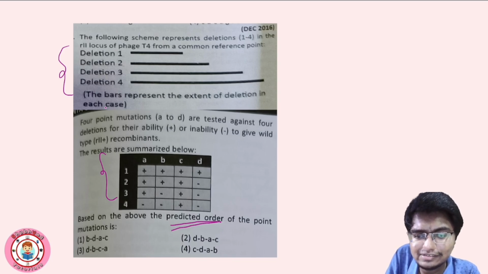कैसे order find कर सकते हैं यहाँ पे? We can see just the minus. सबसे कम पहले किस में है? Deletion 2 में है, D में है. So D will come first. Okay, D will come first.